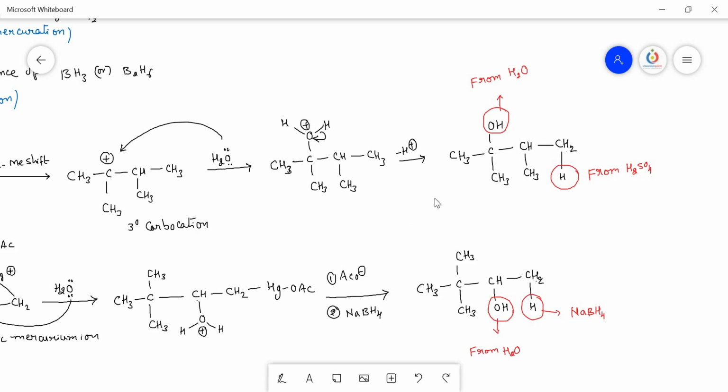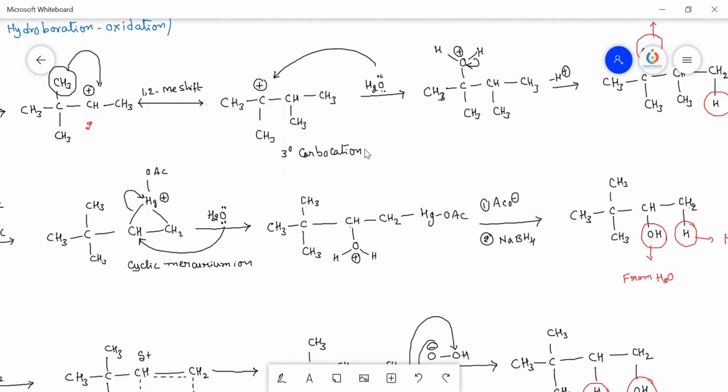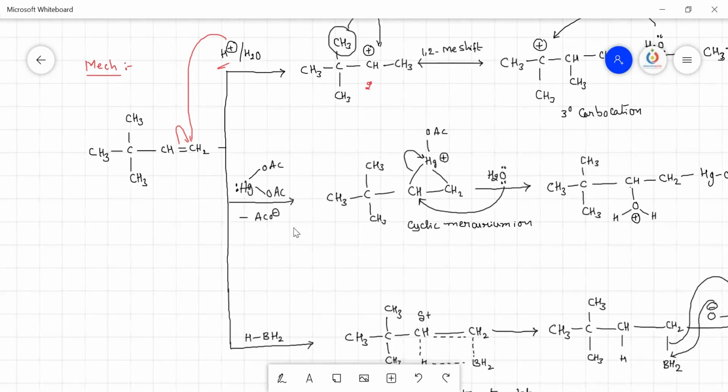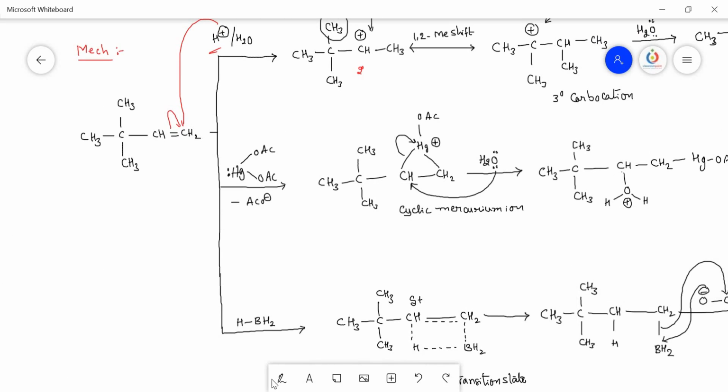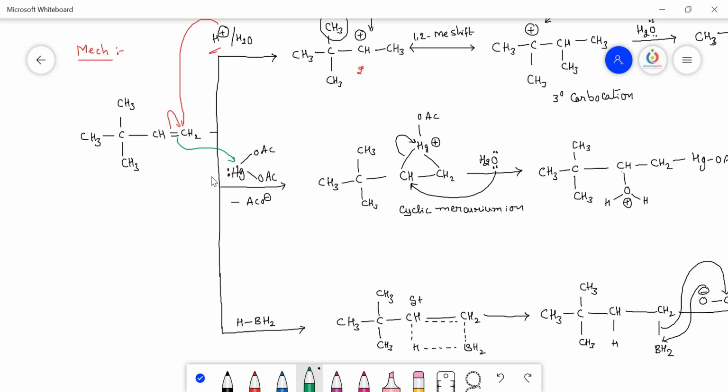and the OH added is from the water. Now, let us see the same reaction if it happens in the presence of mercuric acetate. When the reaction happens in the presence of mercuric acetate, these pi electrons are completely shifted over to the mercury and this pair of electrons will shift over to the carbon, giving this transition state. The transition state name is cyclic mercurium ion.